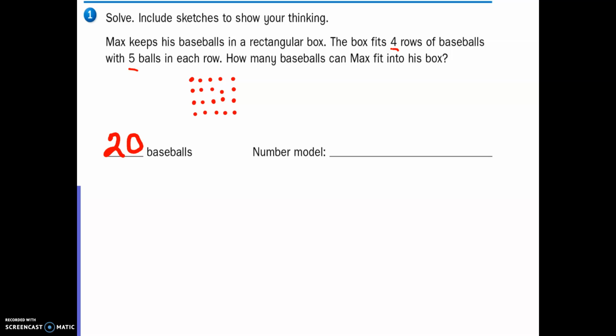Now, I need a number model. I could do my repeated addition where I have 4 rows of 5. So 5 plus 5 plus 5 plus 5 equals 20. Or I could do my multiplication problem. 4 times 5 equals 20. And this 4 times 5 means 4 groups of 5.